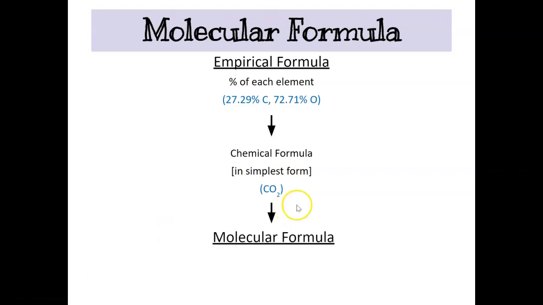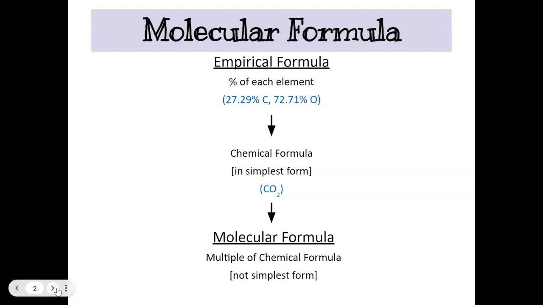Now, today we're going to learn how to go from our empirical formula to our molecular formula. The molecular formula is going to be a multiple of the empirical formula. Whereas the empirical formula is the simplest form, molecular formulas are not necessarily in the simplest form, meaning that normally when we get to the end of a compound, if it's divisible by a common factor, we do that. That will not be the case with our molecular formulas. Basically, they're just the formulas that are not in the simplest form.